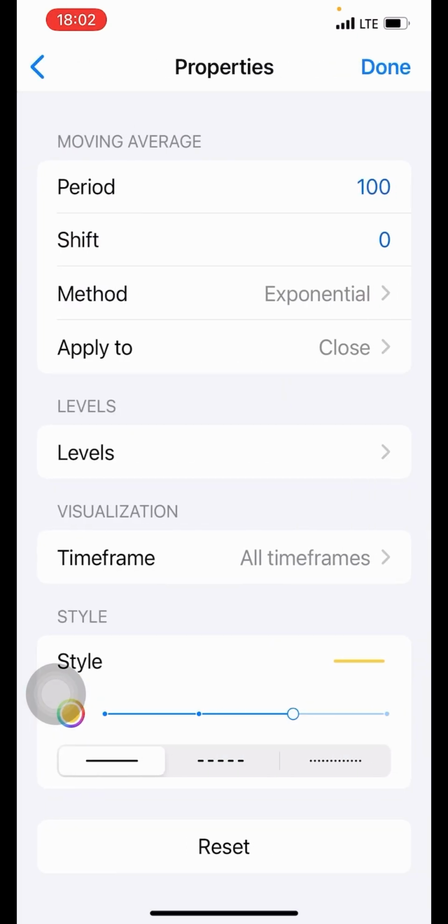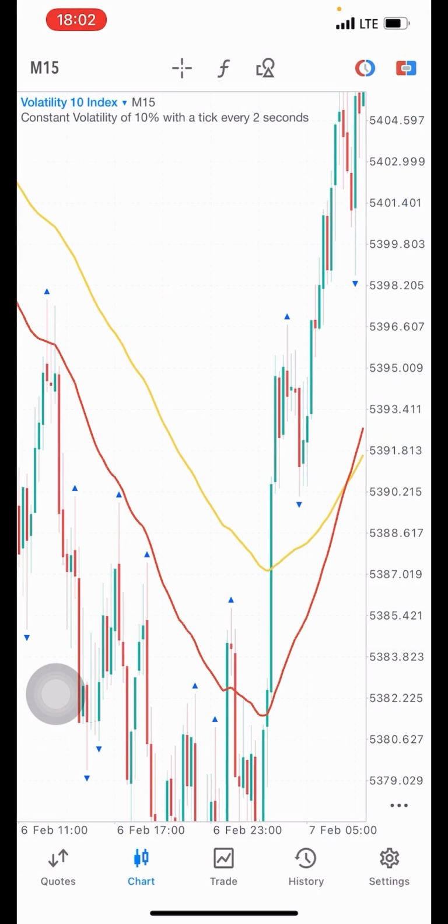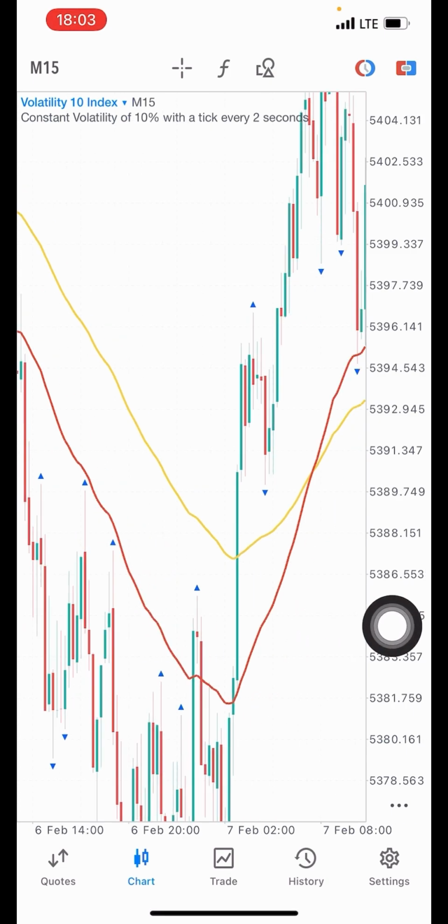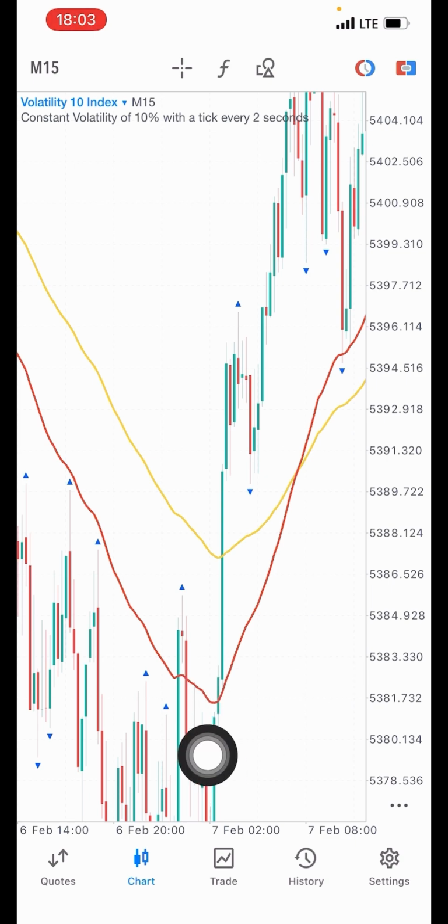Let's make this one a little bit bolder. The yellow moving average is the exponential moving average 100, and the red one is the exponential moving average 50. Whenever price breaks above these two moving averages successfully, that's the sign that the trend is about to change.